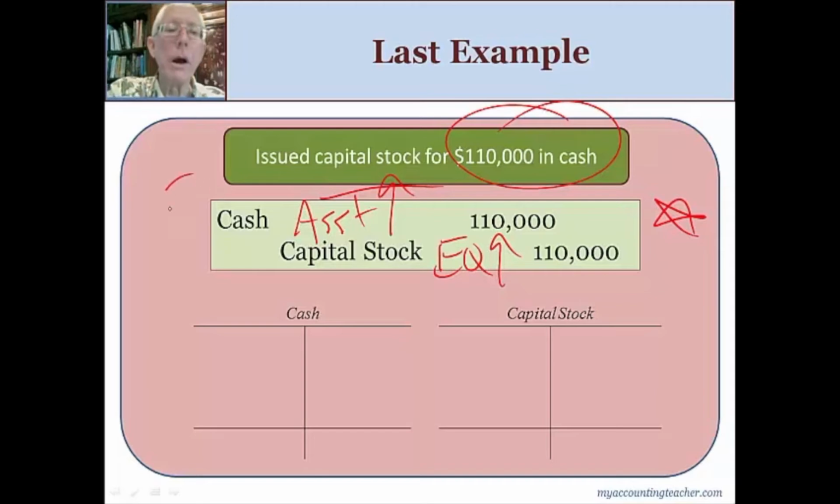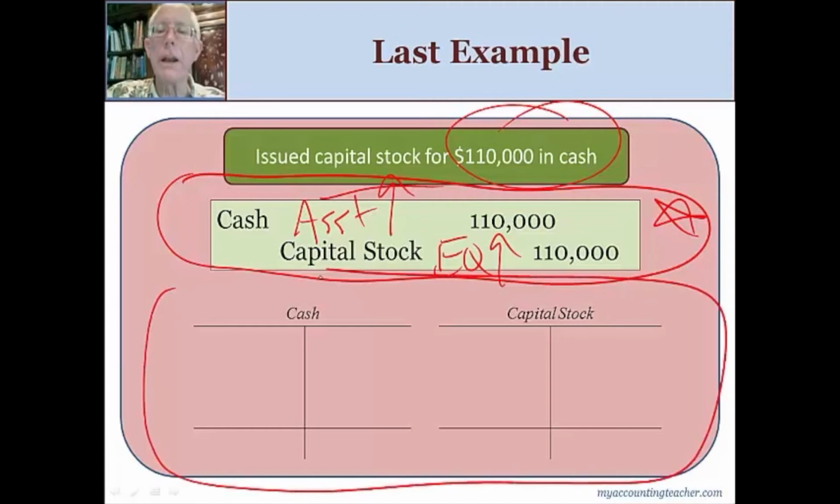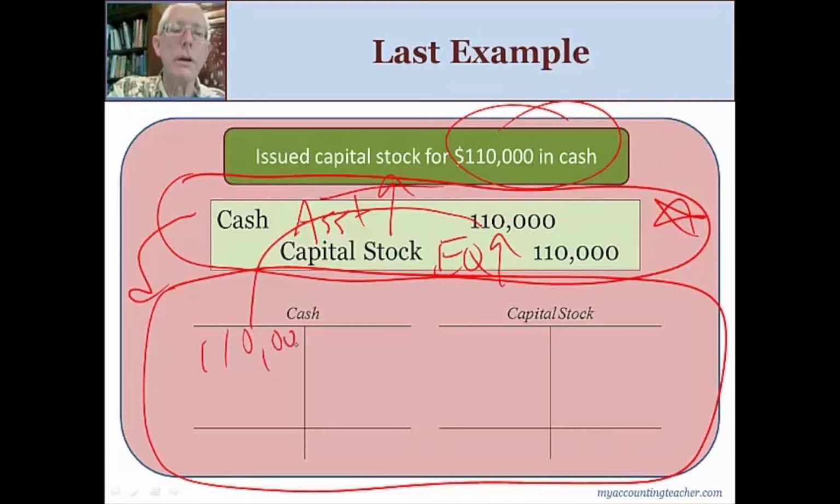So remember, I've got one book, the journal, where the journal entries go. And I've got another book, the ledger, where I've got an account for each item. Posting is copying from the journal to the ledger. So I just say debit, cash, 110,000. Credit, capital stock, 110,000.